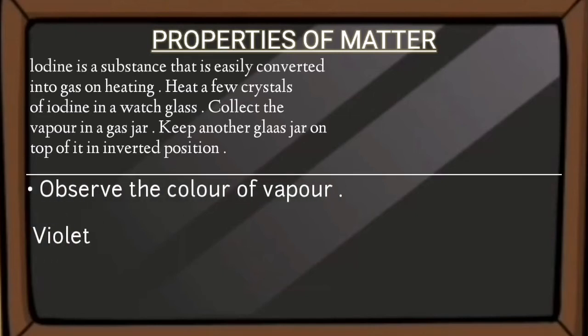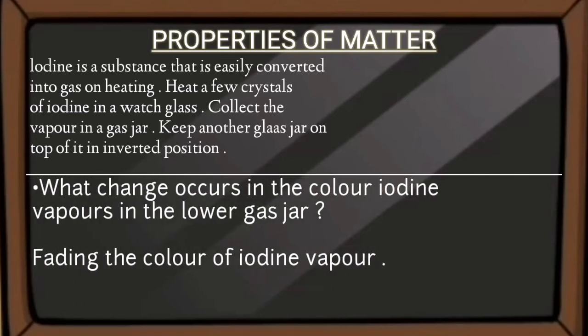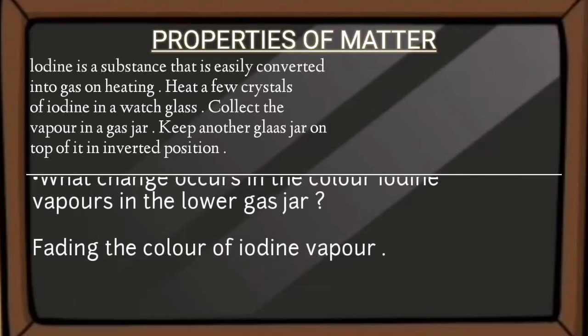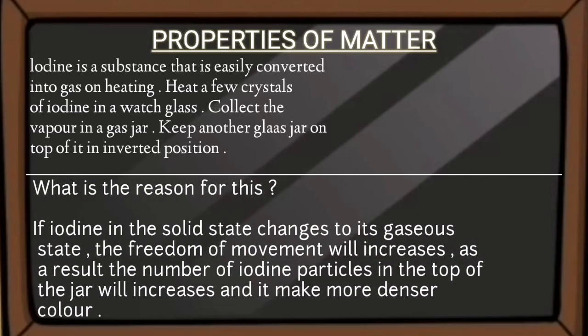Observe the color of vapor. The color of vapor is violet. What change occurs in the color of iodine vapor in the lower glass jar? The color of iodine vapor fades. What about the upper glass jar? The color is denser. What is the reason for this?